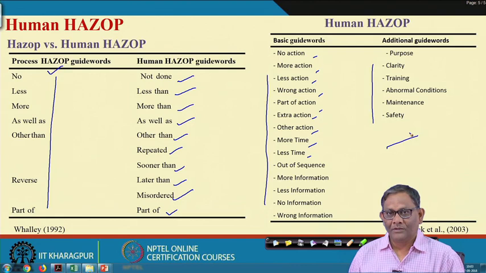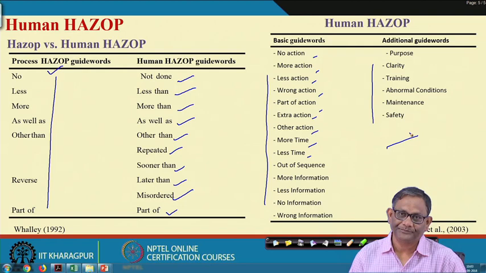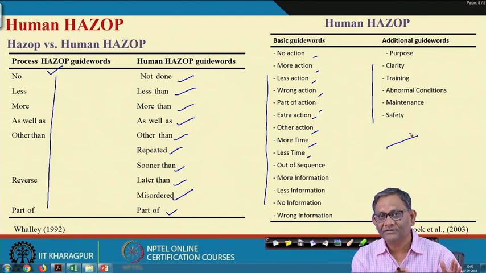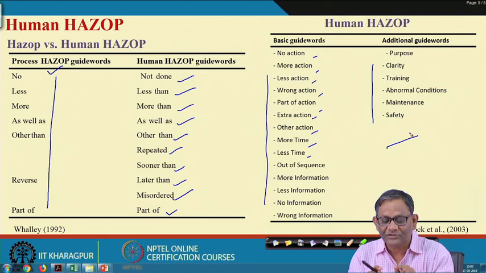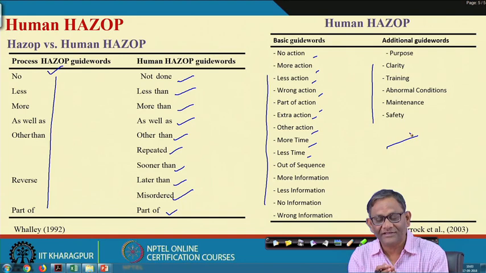My request to all of you: do one human HAZOP study using these guide words. What you have to do is the HTA task analysis and find the elemental tasks. At every elemental task, see which guide words are applicable, find the deviations, and then follow the normal HAZOP table. Okay.